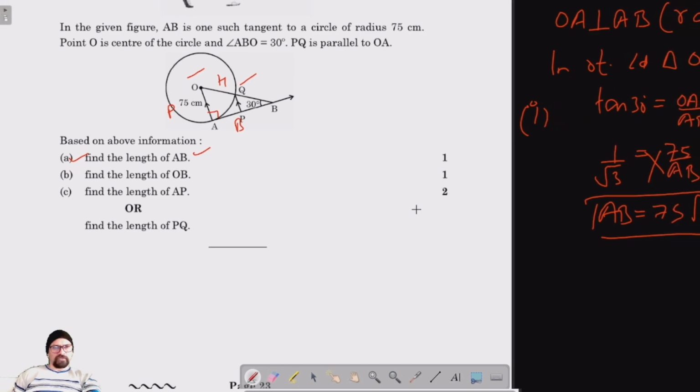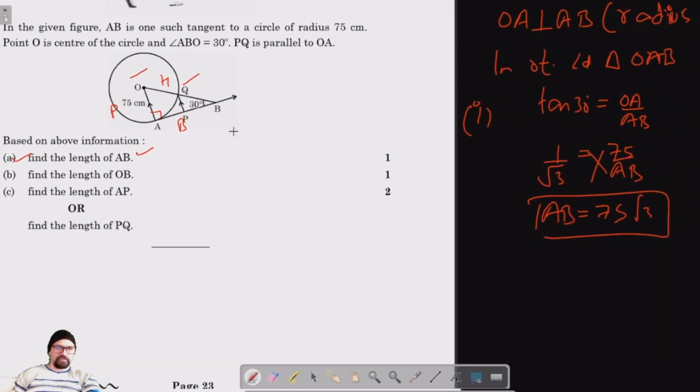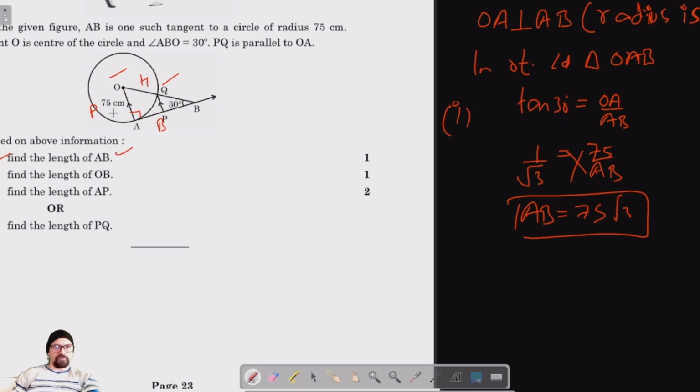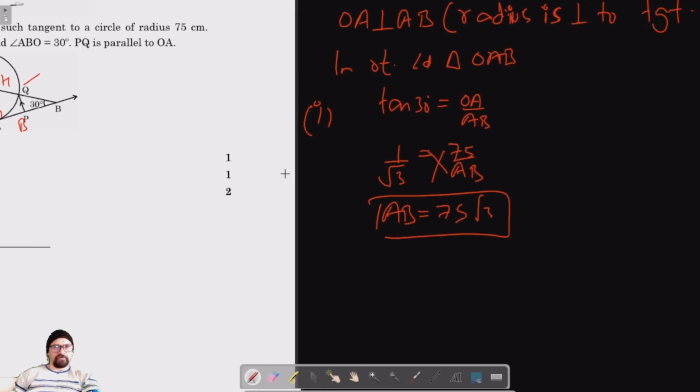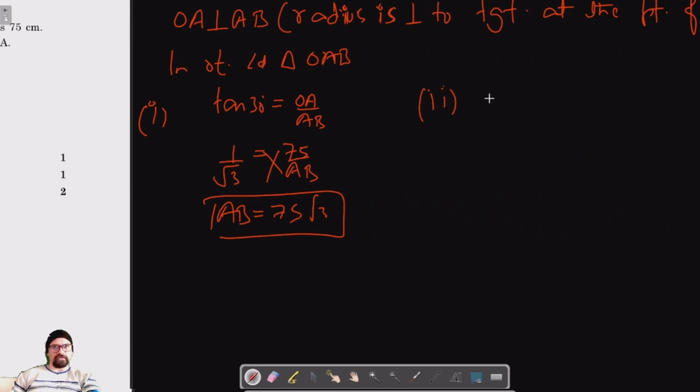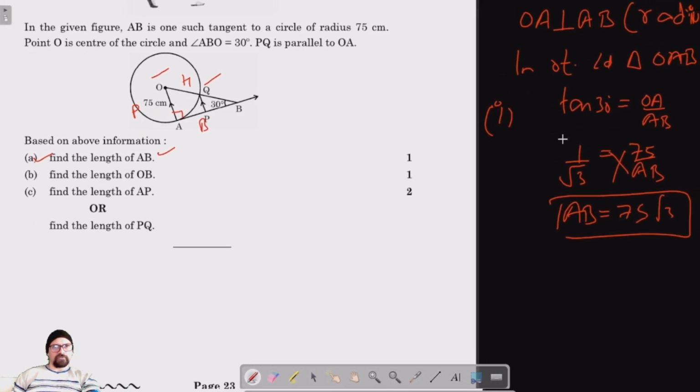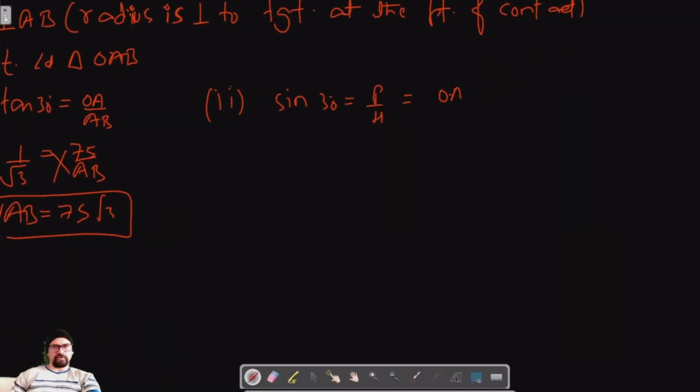Let's move on to the second one. We have to find the length of OB. OB is in the same triangle, but it's the hypotenuse. So we know the perpendicular and the hypotenuse, so let's use the ratio sine. Sine 30 is equal to P by H, and the perpendicular here is OA, by OB. So this is OA by OB, and sine 30 is half. So this gives us OA, 75, by OB. So OB is equal to 75 into 2, which is 150 centimeter.